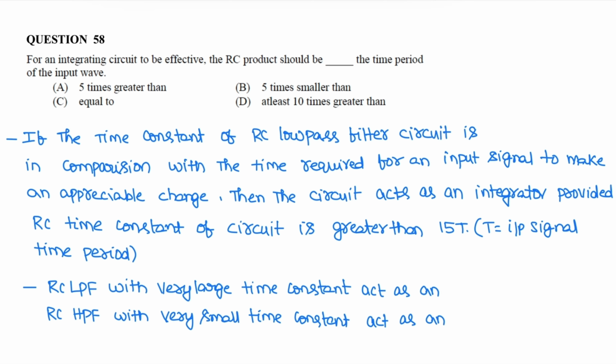Next question. For an integrating circuit to be effective, the RC product should be dash the time period of input wave. If the time constant of an RC low pass filter is very large in comparison with the time required for an input signal to make an appreciable change, then the circuit acts as an integrator. The circuit acts as an integrator provided the RC time constant of the circuit is greater than 15 times the time period of input signal. An RC low pass filter with a very large time constant acts as an integrator, and an RC high pass filter with a very small time constant acts as a differentiator.